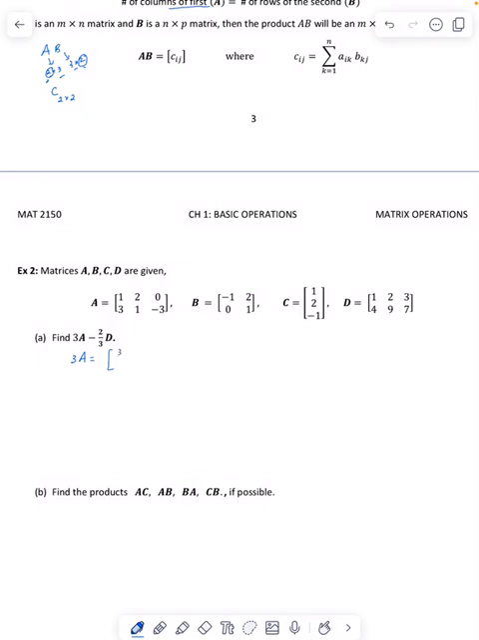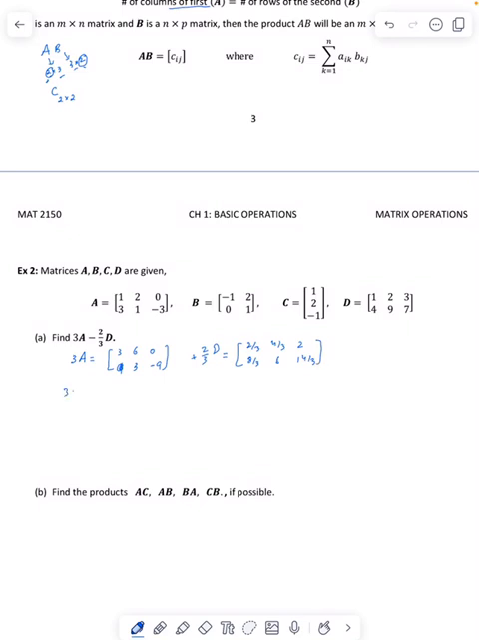3A means I multiply every entry of A by 3: 3, 6, 0, 9, 3, negative 9. Now 2/3 D. I can do 2/3 D or I can do negative 2/3 D. I think it's easier to do 2/3 D, which will be equal to 2/3, 4/3, and 2, 8/3, 9/3 will give me 6, 7/3 will give me 14/3.